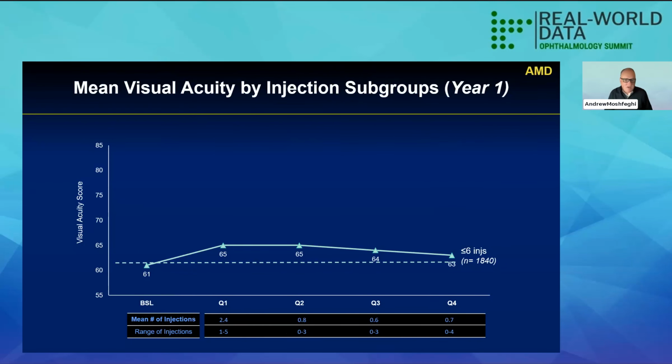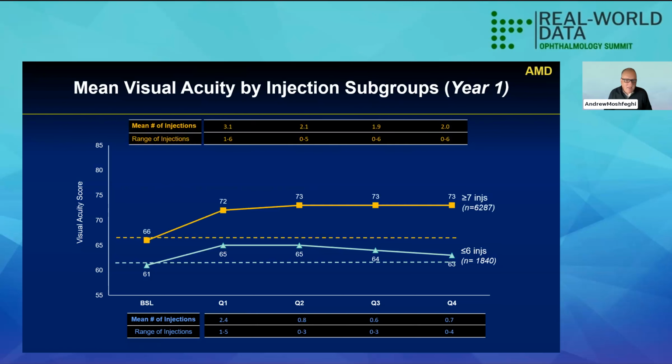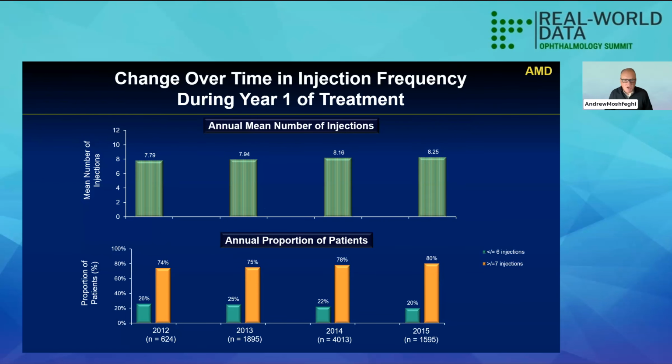And how did this look over time? With the less than 6 injections per year, although they did okay, there was a little bit of a gain. When you look at the more than 7 injections per year, you can see a clear separation. It is true that they started off at a slightly higher level of visual acuity, but if anything, that would have made it more difficult for them from a ceiling perspective. So we can see that there's nice separation between these two, suggesting that greater visual acuity gains were associated with more frequent injections.